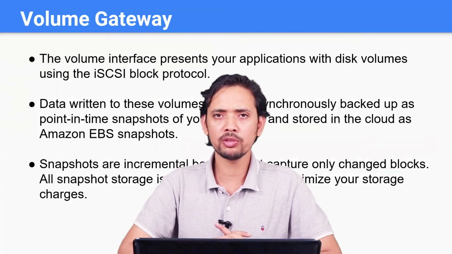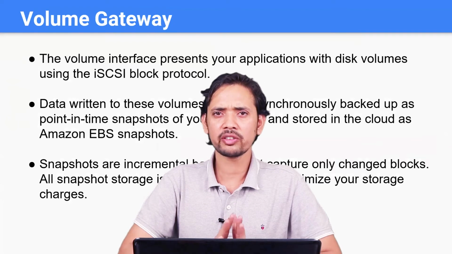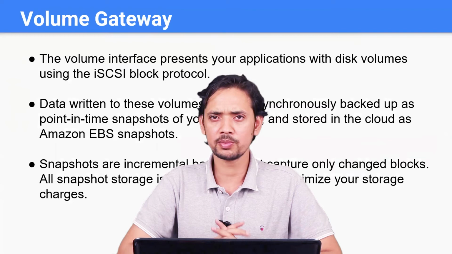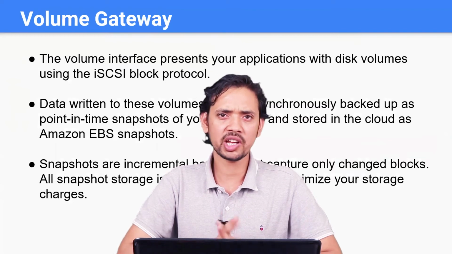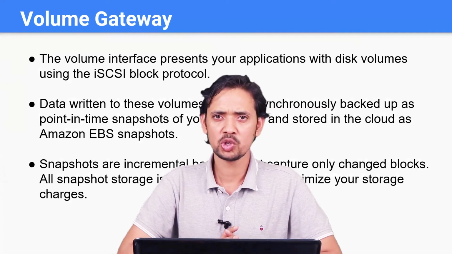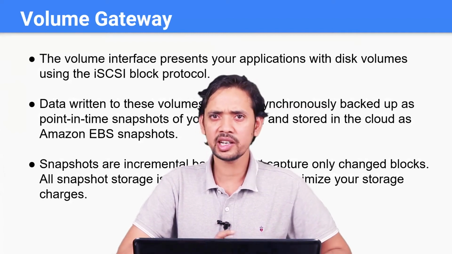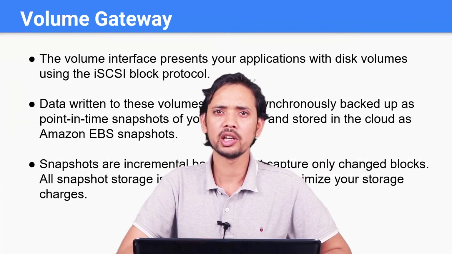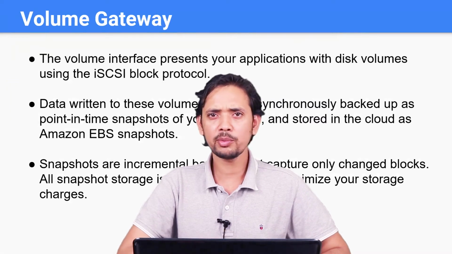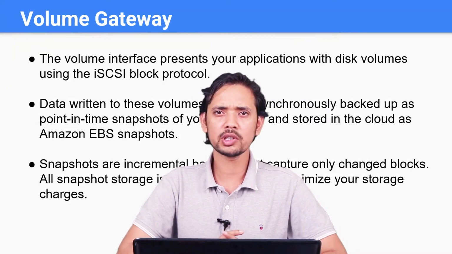Now in case of volume gateway, the difference is that volume gateway is used for storing the snapshots of the volumes. The storage mechanism on the cloud side is in form of EBS snapshot, not exactly flat files. So on your on-premise side, the data is getting generated and it is getting stored on a volume. That volume is basically connected to your storage gateway, and then the storage gateway will keep on taking the snapshot of that volume and keep on sending it to your AWS account.